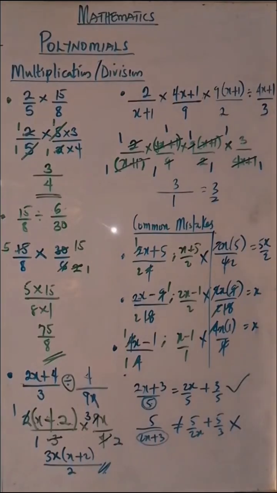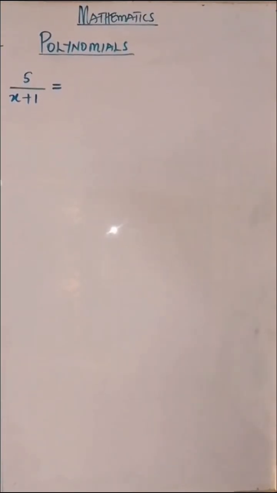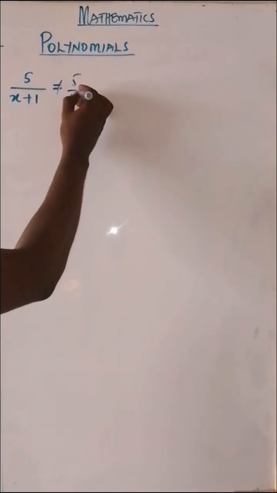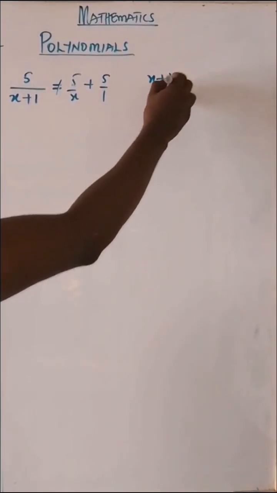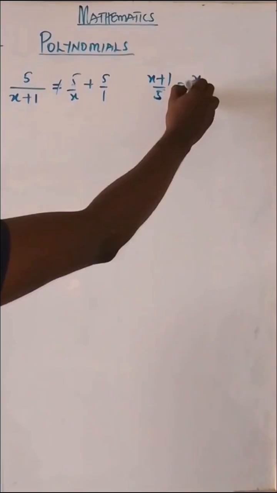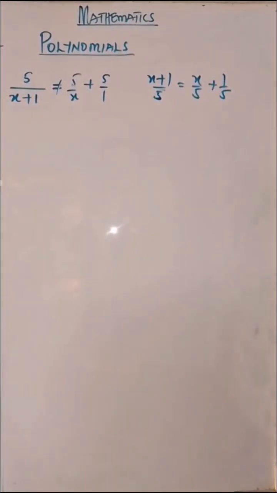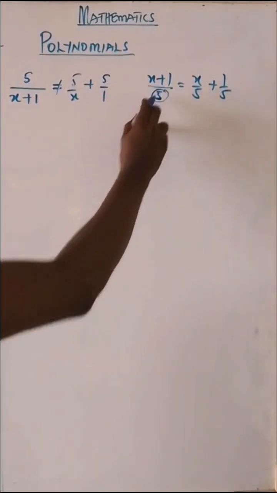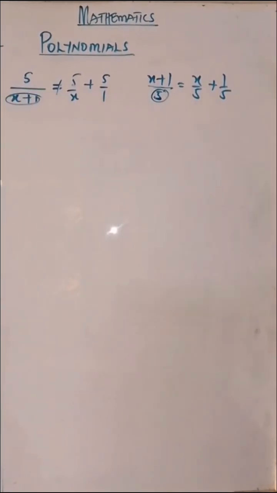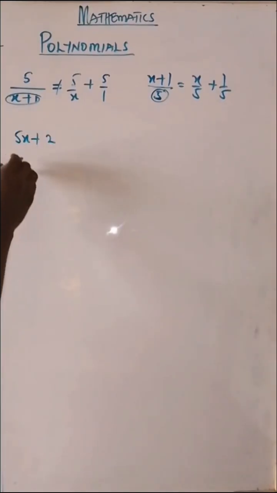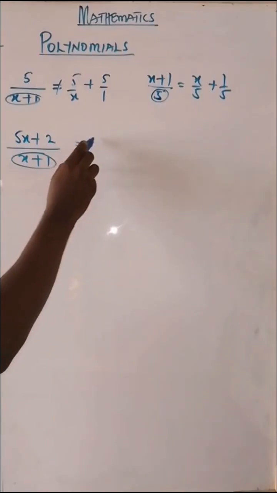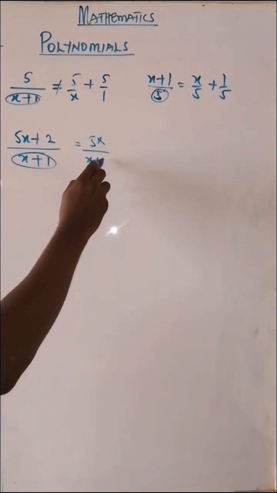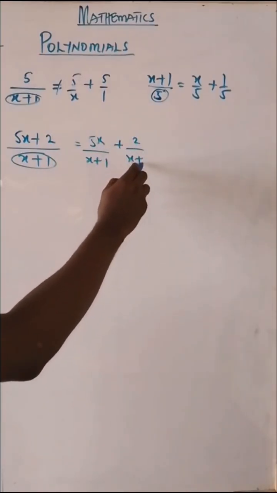Like an example of what I'm saying. Let me explain. I said this one is not equal to 5 over x plus 5 over 1. But if we have x plus 1 over 5, it is equal to x over 5 plus 1 over 5. So we can split if we have a monomial. But if you have a polynomial, we cannot split. Unless you are taking everything as a single unit. For example, if I have 5x plus 2 over x plus 1, if you are taking this as a single unit, they can write it as what? 5x over x plus 1 plus 2 over x plus 1.